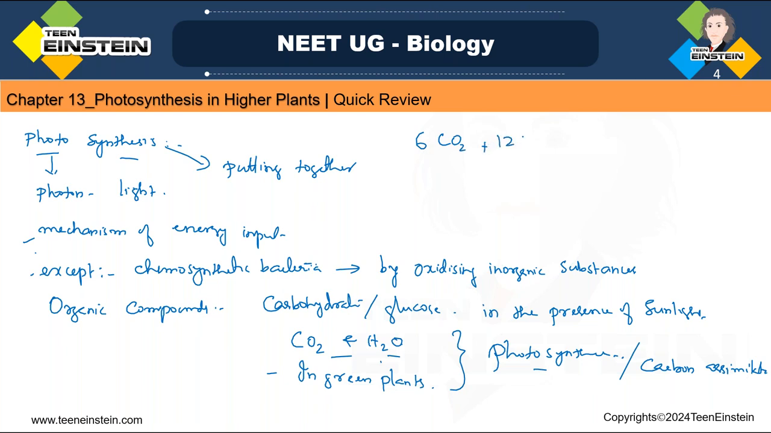6CO2 plus 12H2O, in the presence of light and chlorophyll, forms C6H12O6 plus 6O2 plus 6H2O. So this is the main thing about photosynthesis in the aspect of autotrophic nutrition. This much we need to learn.